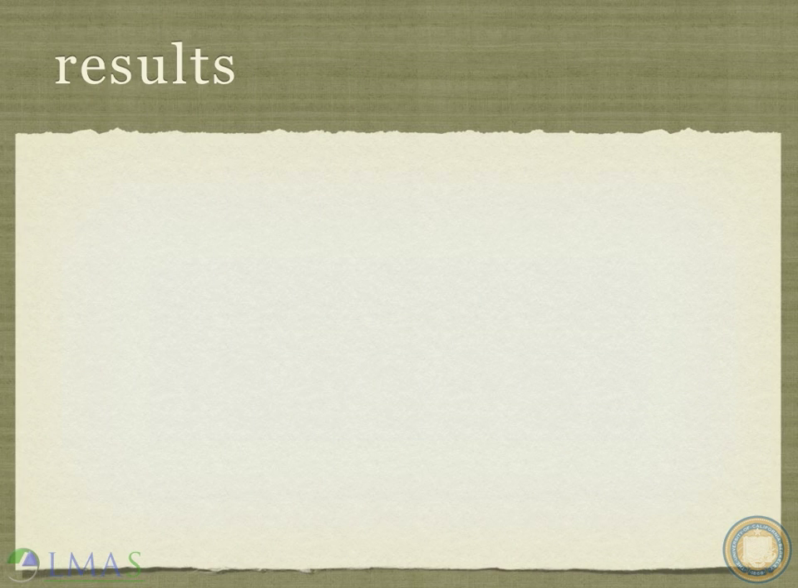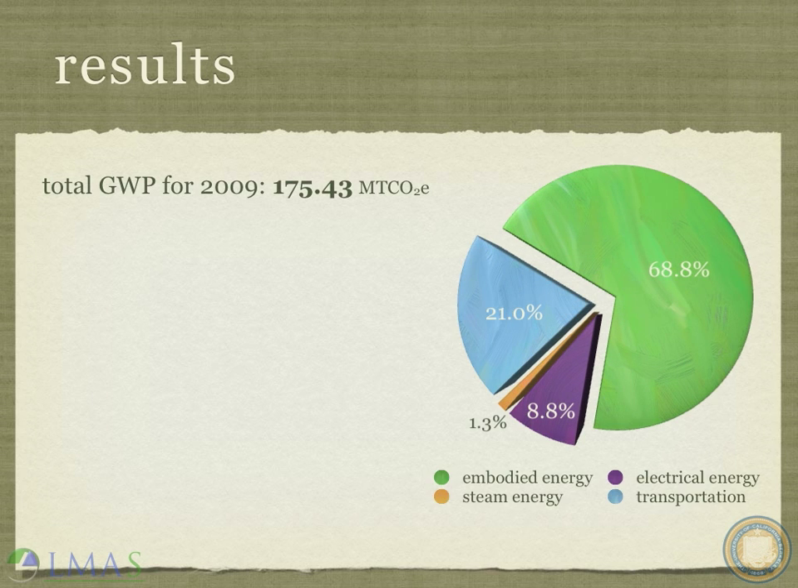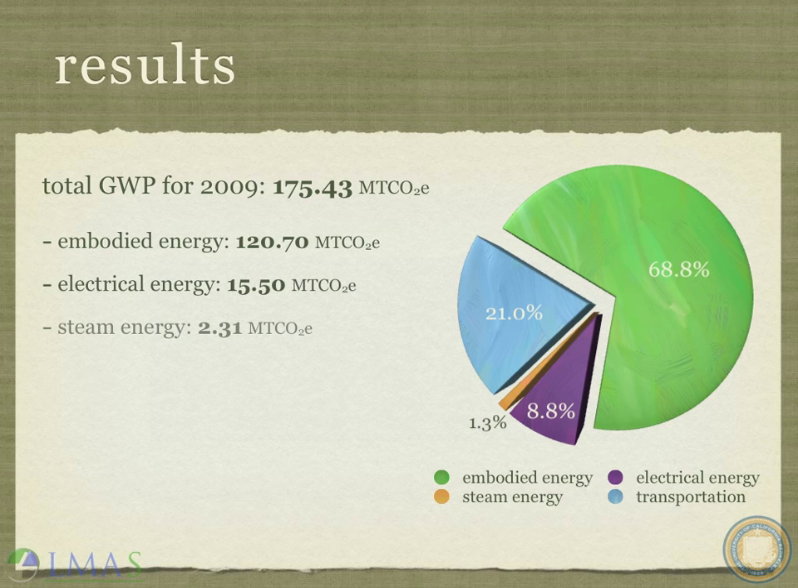Results for the LCA analysis is presented. The total carbon emissions for 2009 was 175.43 metric tons of CO2 equivalent. The majority of the total emissions was due to embodied energy, which suggests that there is significant room for improving the raw material extraction and manufacturing technologies to become more sustainable. Note that the embodied energy is a one-time calculation, therefore the carbon emissions do not carry over to the next year.